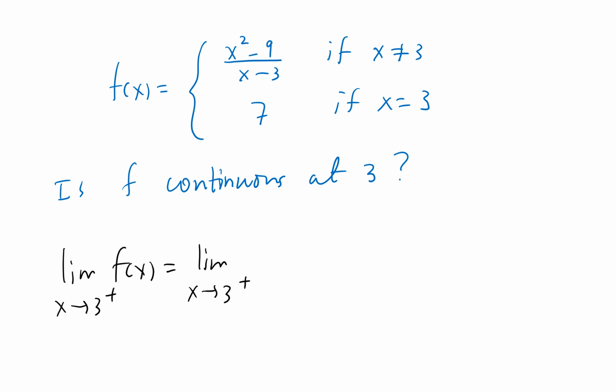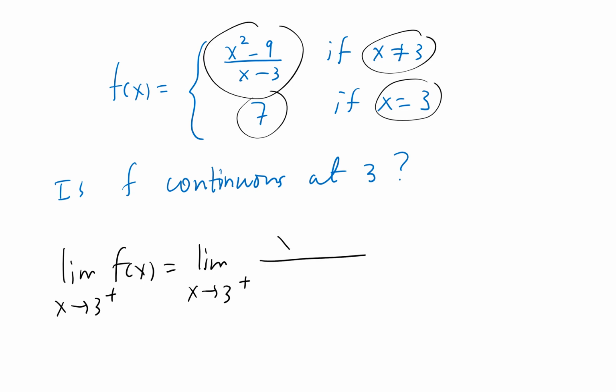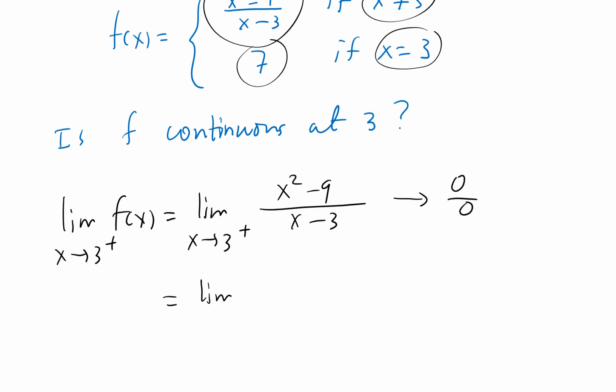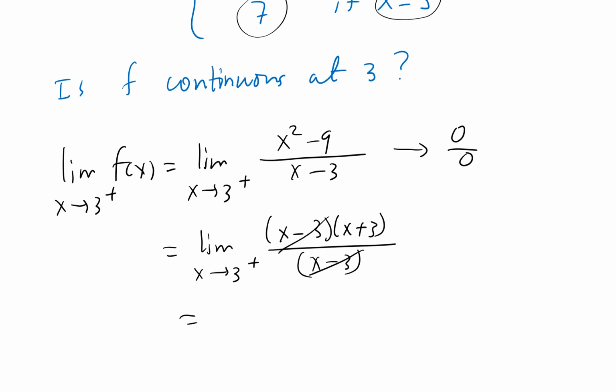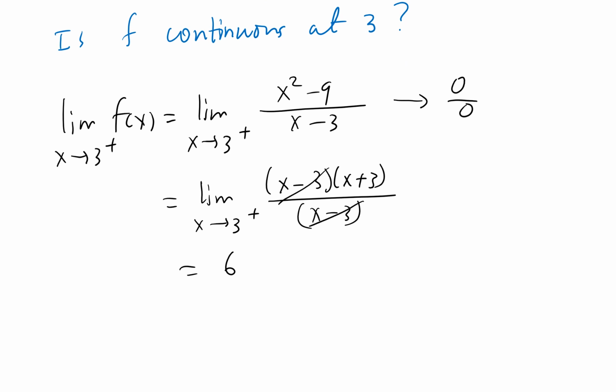this is saying if x is exactly 3, use this. If it's not 3, like above 3, below 3, use this. So 3 plus is a little bit above 3. We can do it this way. This will go to 0 over 0. Then what we can do, factor the top, x minus 3, x plus 3 divided by x minus 3. These cancel out, and passing the limit, that gives us 6. 3 minus is going to be the same thing.